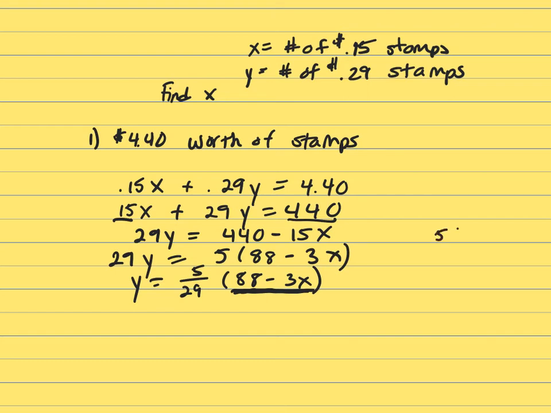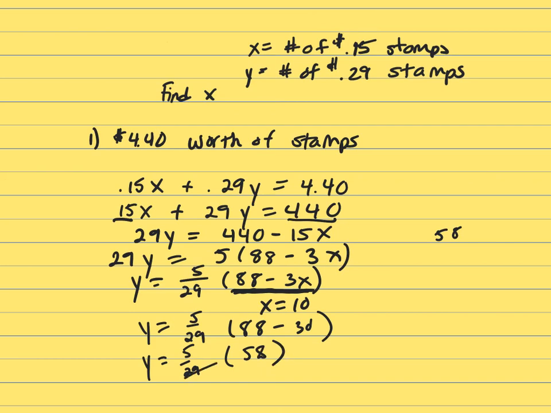29 times 2 is 58. So if you let x be 10, just eyeballing this, y equals 5 over 29 times (88 minus 30). I know it's going to work. I'd stop now, but I want to make sure you understand. This is y equals 5 over 29, and that's times 58. So 29 goes in there twice. So you get y is 10, and you can plug that y value back in here and solve for x.